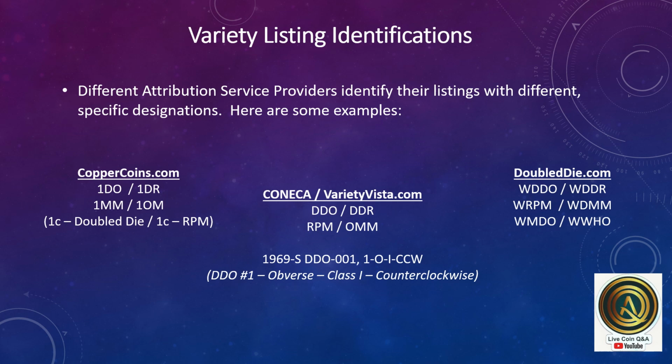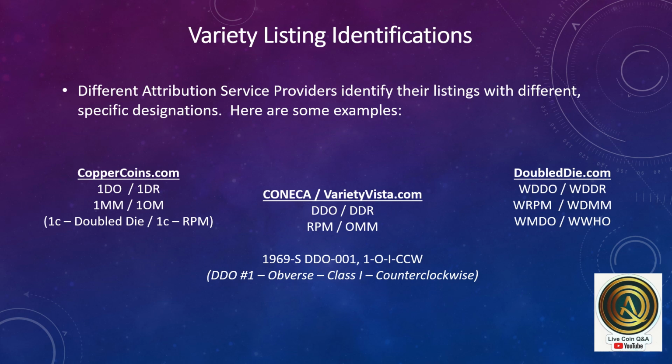Different attribution service providers identify their listings with different specific designations. Here are some examples. CopperCoins.com uses a 1 cent in front of their designations for DO for double die obverse, DR for double die reverse, MM for RPM, OM for over mint mark. Konica, VarietyVista.com use DDO and DDR for double dies, RPM for RPMs, etc.